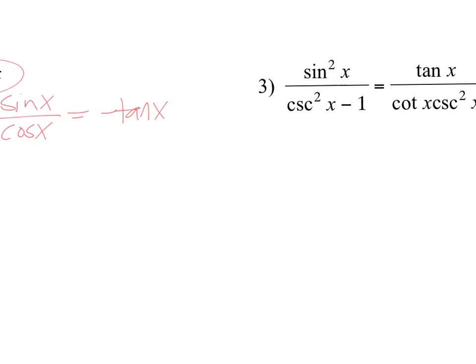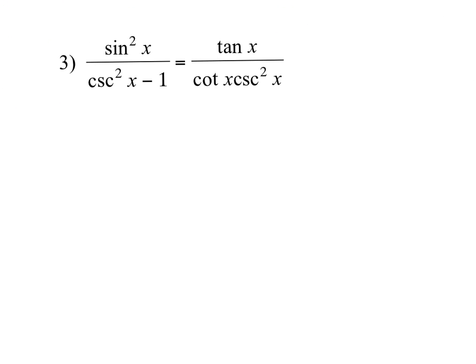For number 3, we've got sine squared x over cosecant squared x minus 1 is equal to tan x, cotangent x, and then another cosecant squared x on the bottom. Okay, I'm going to look at the left side of this again, and what I'm going to try to do is start by converting everything to sine and cosine and see what ends up happening. So we get sine squared x on top. On the bottom, we end up with, actually, you know what? This looks like one of my other Pythagorean identities.